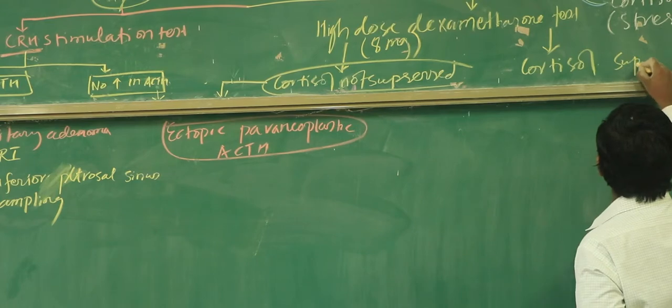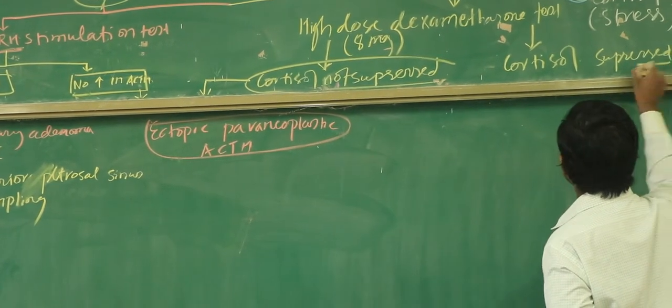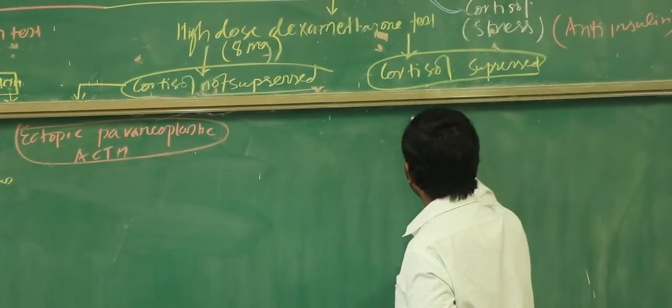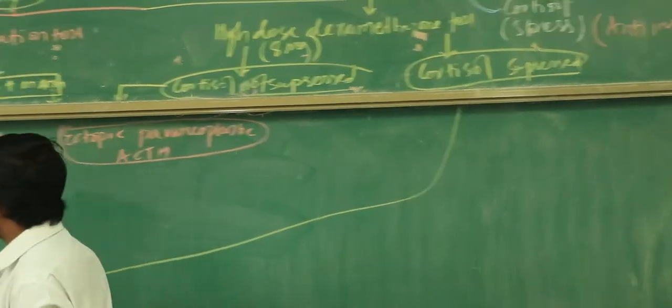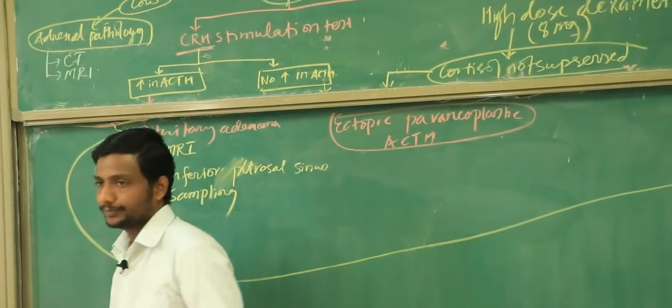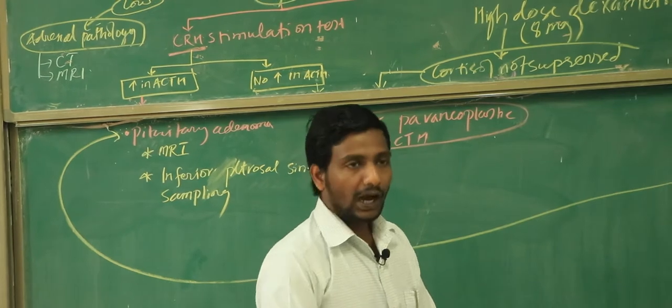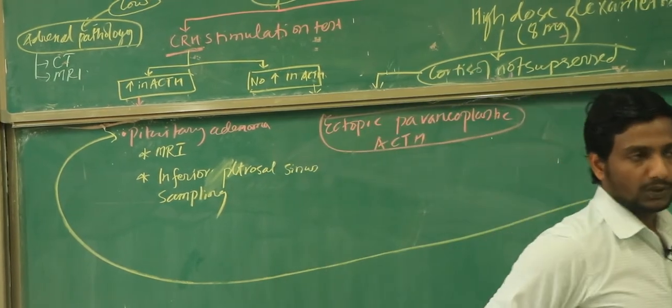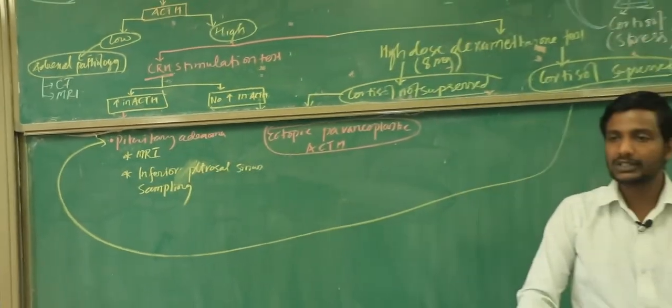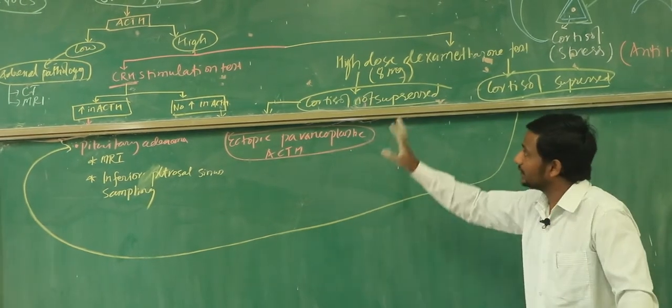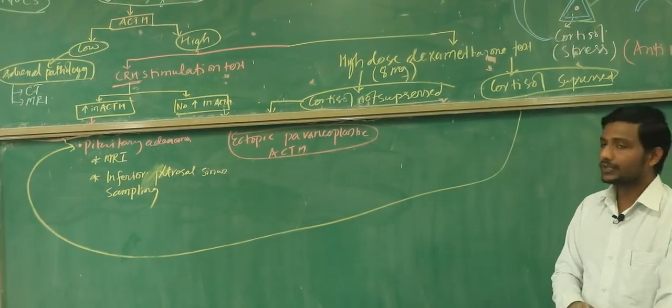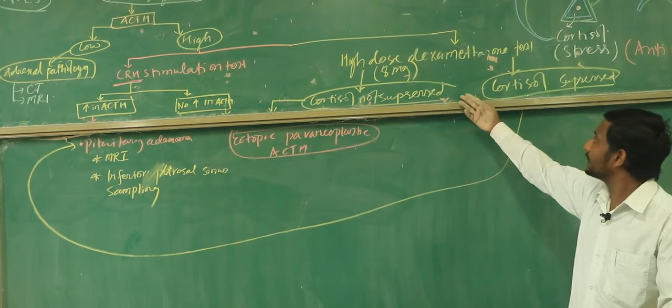Cortisol got suppressed. Then it simply says that patient is having which disease? Pituitary adenoma. Right. So two methods, how can we localize the disease, whether it is the pituitary problem or whether it is the adrenal problem, is by doing these two tests. Either the CRH stimulation test or by the high dose dexamethasone test.